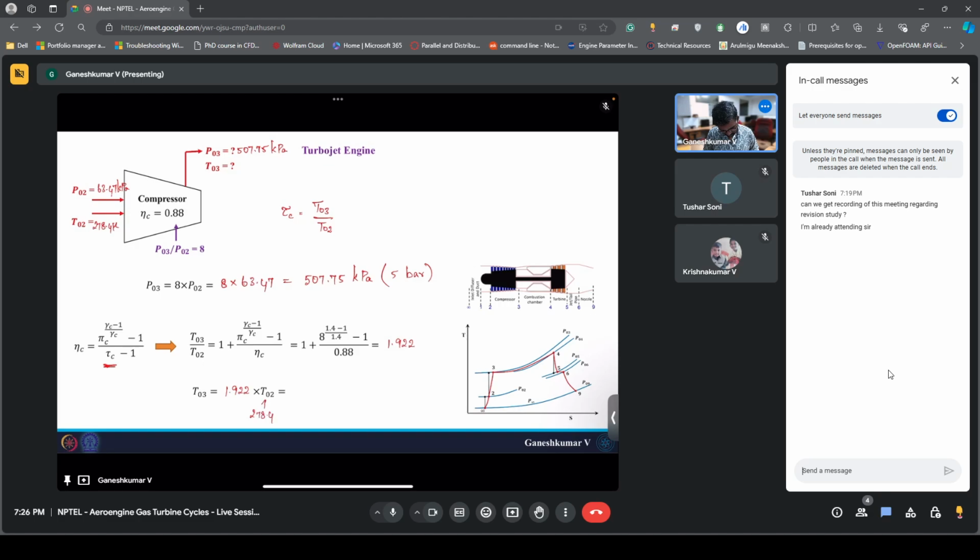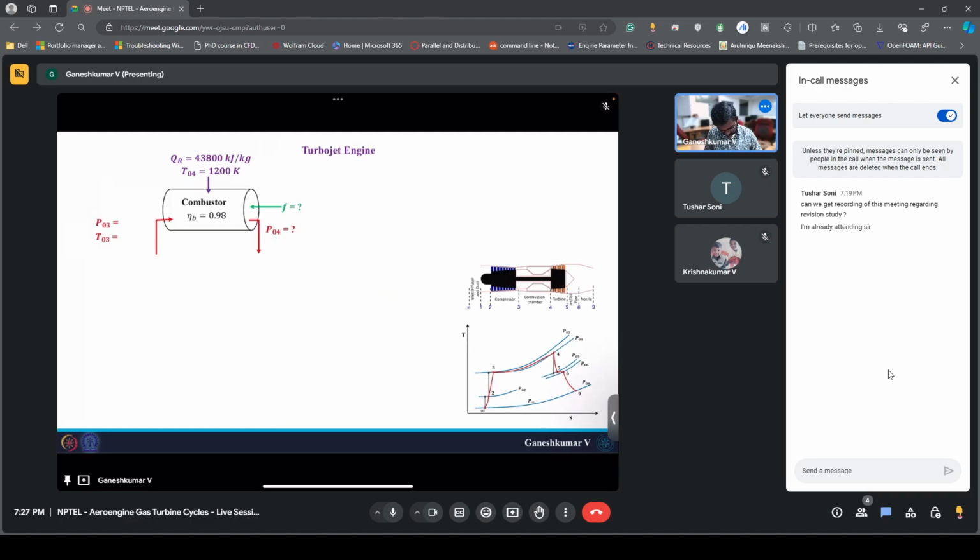If this is 1.922, then we already know T02, which is 278.4 Kelvin. You just substitute it here. If you substitute, it comes to something like 535.1 Kelvin. So this is the compressor exit pressure and temperature. All these are stagnation pressures and temperatures. Please note that.